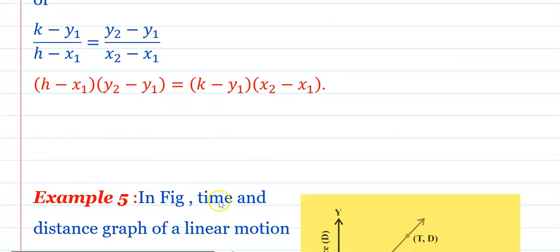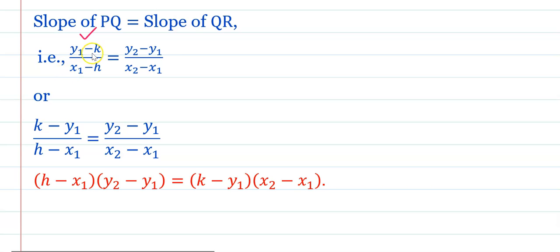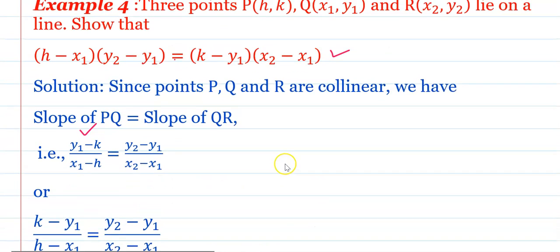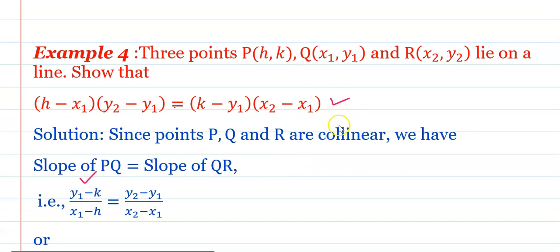And here we can write it as k minus y1 upon h minus x1. Take the negative sign common from the numerator and the denominator; negative upon negative becomes positive. We are doing this because we want to prove this. After cross multiplication, k minus y1 into x2 minus x1 is here, and y2 minus y1 into h minus x1 is on the left hand side, and hence we have proved it with the help of the collinearity concept.